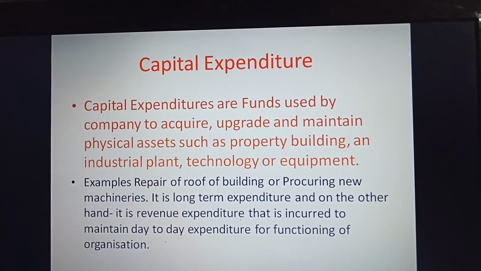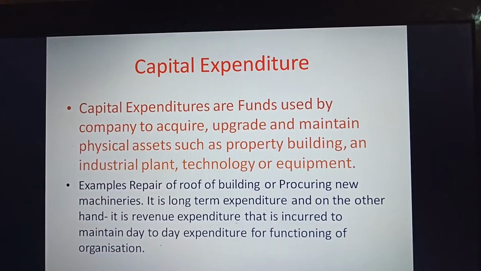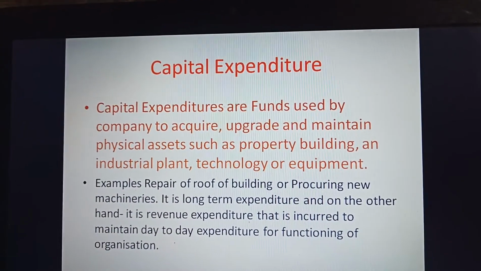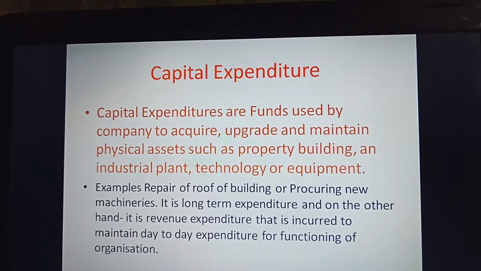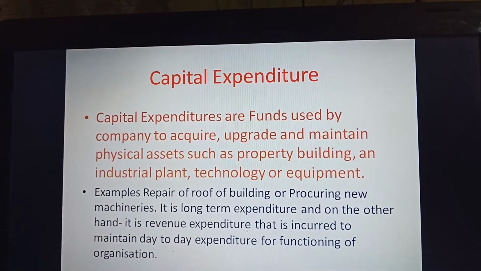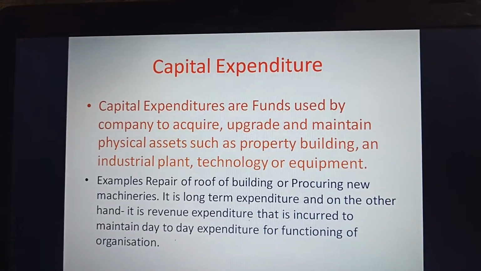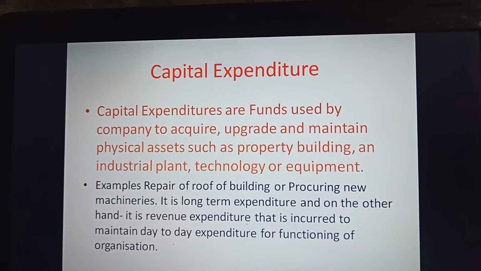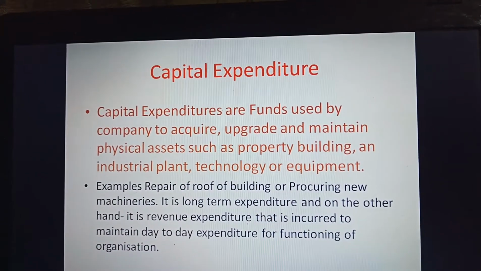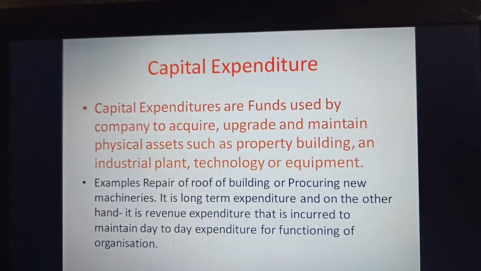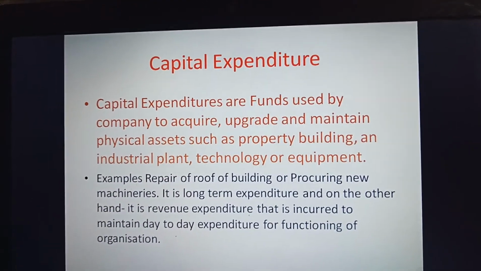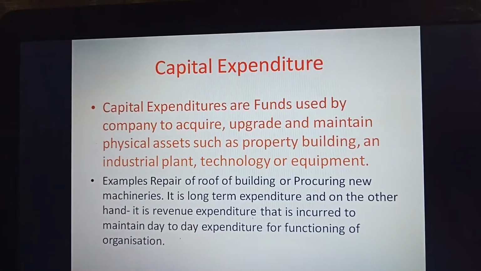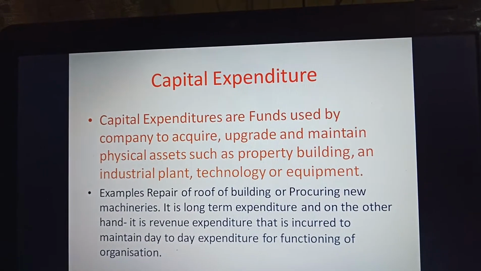First of all, we should study what is capital expenditure. So, capital expenditure are the funds used by company to acquire, upgrade, and maintain physical assets such as property, building, an industrial plant, technology, or equipment. For example, repair of roof of the building or procuring new machineries. It is a long-term expenditure. And on the other hand, there is also revenue expenditure that is incurred to maintain day-to-day expenditure for functioning of the organization.